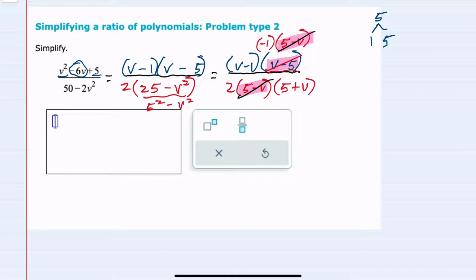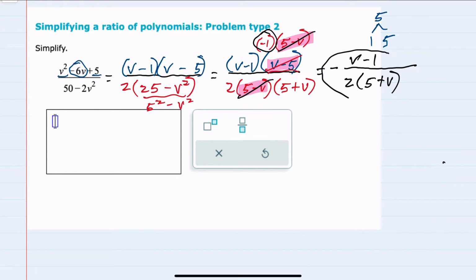I can cancel. I need to make sure that I don't lose that negative that came out as a result. So here I only have one negative factor in the numerator and a positive in the denominator. I can move that negative out in front of the fraction, leaving the factor v minus 1 in the numerator, and then 2 times 5 plus v in the denominator. With nothing else to cancel, this is our simplified expression.